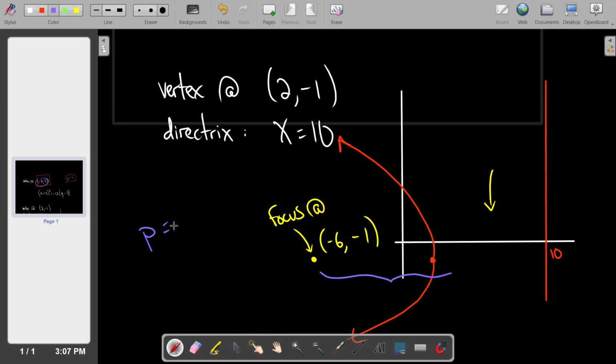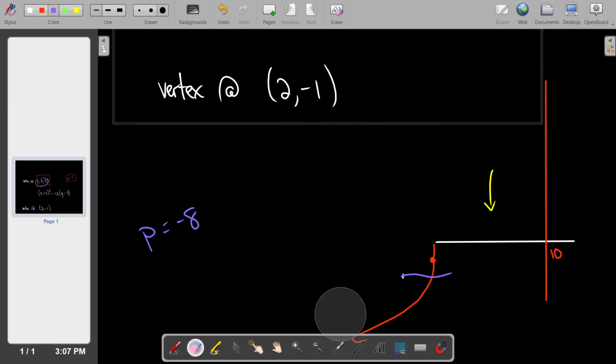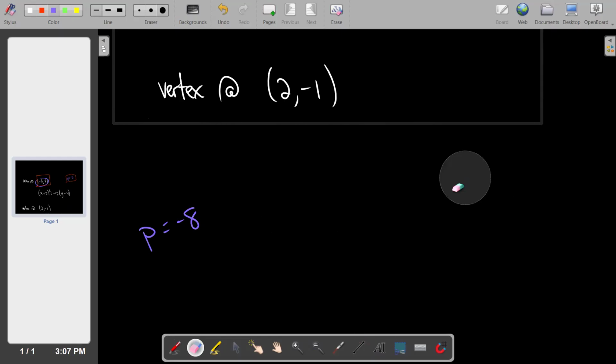Remember, P goes from vertex to focus. What is it? It is -8. Very good. And again, once I get over that hurdle at the beginning, then I could take everything and say, I don't need any of you anymore. I got what I came for, the p-value. So what would my equation look like?